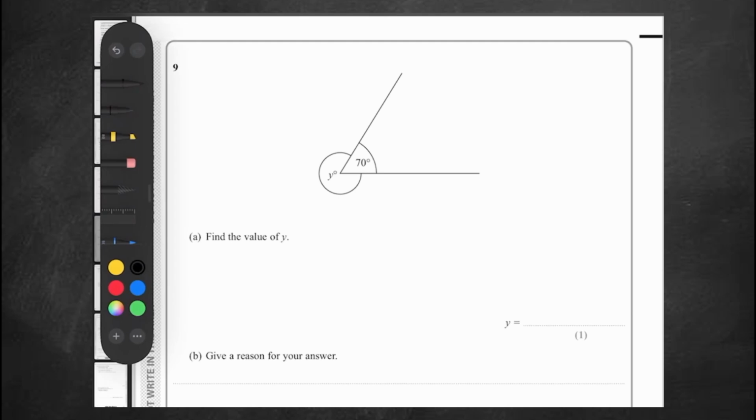Find the value of y. So we know that angles around a point add up to 360 degrees in total. And we are told that y is everything apart from 70 degrees. So we're going to do 360 minus 70 is 290 degrees.